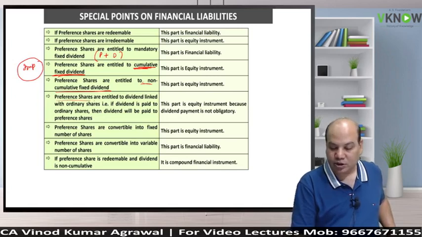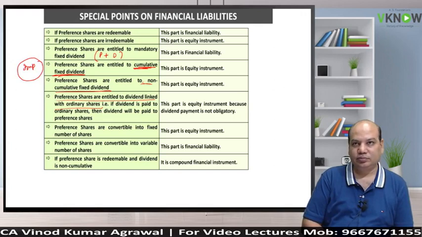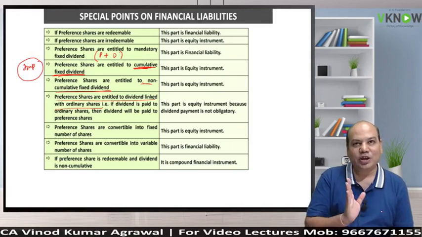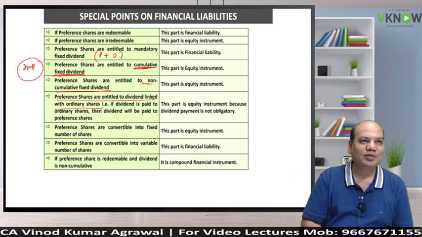Then preference shares are entitled to dividend linked with ordinary shares. What this clause says, in some companies, but in India I have not come across any company issuing this kind of preference share, is that preference dividend will be paid only when equity dividend is declared. The terms and conditions say the preference dividend will be paid only in those years where equity dividend is also paid. Is it liability or equity? This dividend part is equity, because the company can infinitely not pay equity dividend. It is at its discretion and therefore it can be avoided.